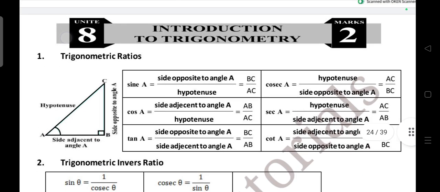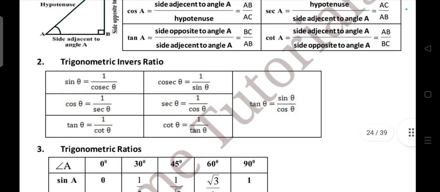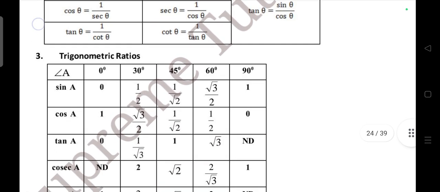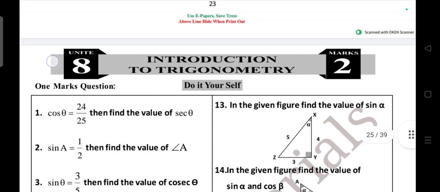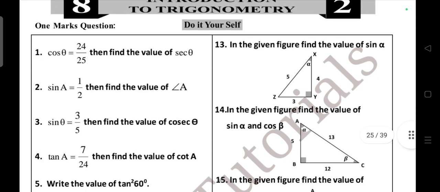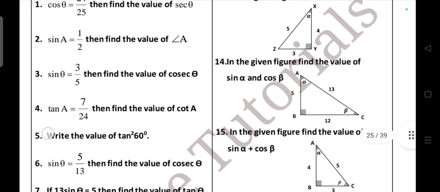Next come to trigonometry. These are important ratios. You have to learn this one. Then the trigonometric inverse ratios, then the trigonometric ratios. These values you have to learn. If you learn this one, this chapter will become easy for you. So these are your practice questions. Just practice them.